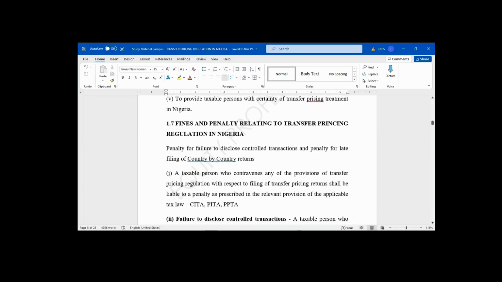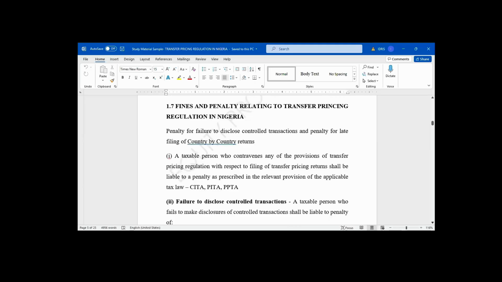Now, what are the fines and penalties relating to transfer pricing regulation in Nigeria? Failure to disclose a controlled transaction or late filing of country by country return attracts penalties.